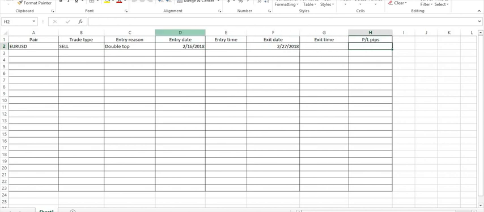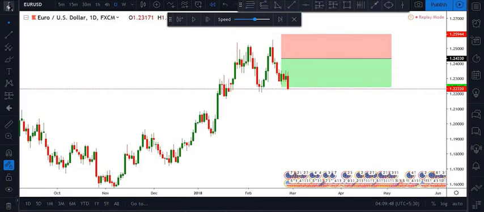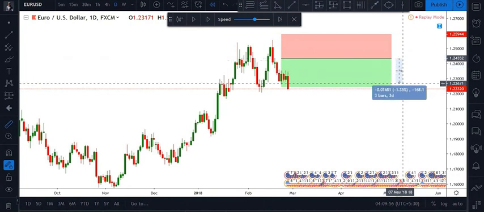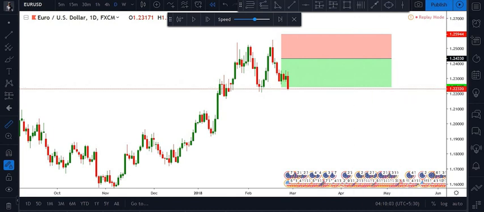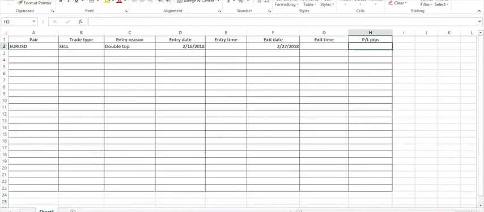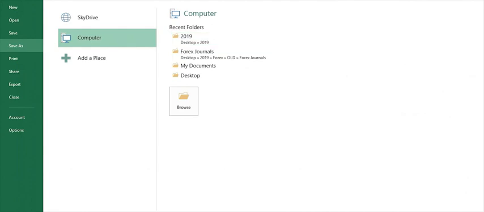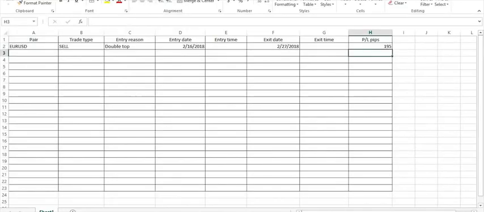Now we should add the number of pips we won or lost. We won 195 pips. It's a profit of 195 pips. Very good trade, right?